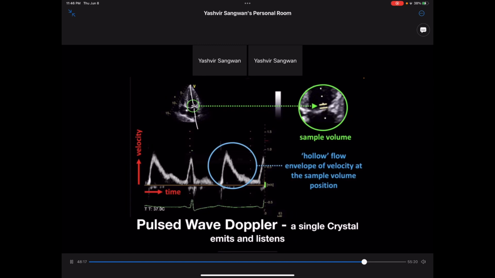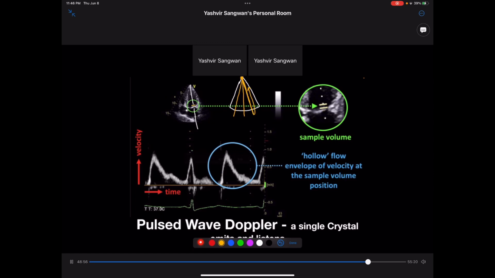There are various kinds of Doppler imaging. One of them is called pulse wave Doppler. In my sector, I have a line and I can choose that line to be anywhere. But whenever I have chosen a line, a single piezoelectric crystal emits sound at a certain frequency and listens for sound that is coming back. A single crystal in a single line.